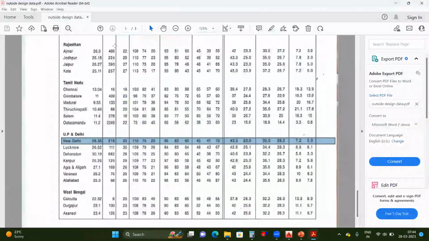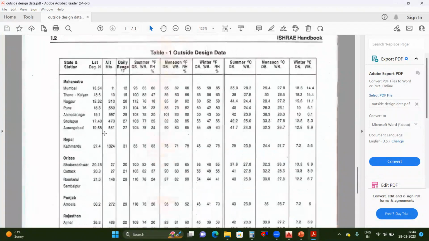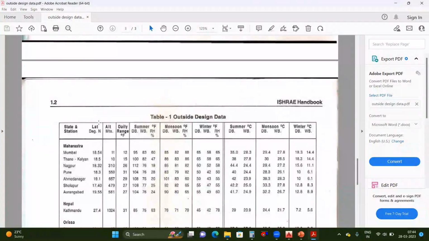Okay, so for New Delhi, these are all the values. We'll go from the top and see. First is latitude, where it is located, and altitude in meters, so how much height it is from the base. Then the daily range, which is the sum of the average heat in the entire year.